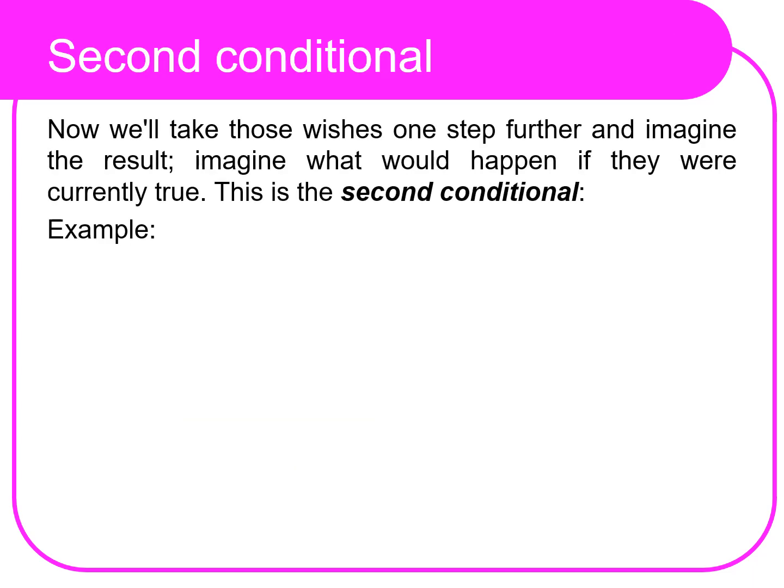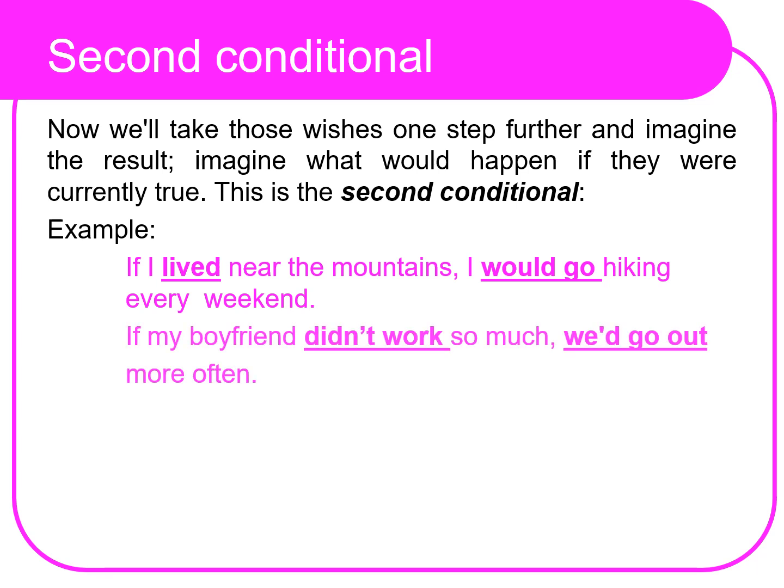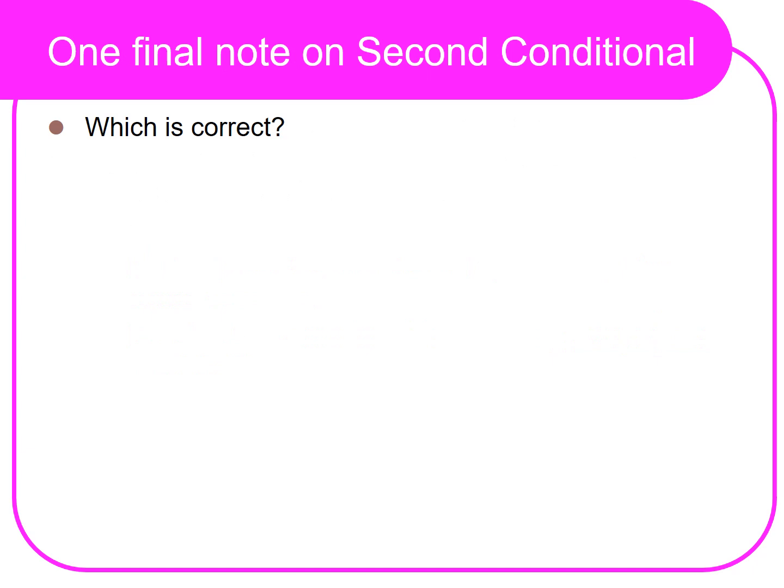In the second conditional also, we can take those wishes one step further and imagine the result. For example, when I say, if I lived near the mountain, I would go hiking every weekend. I'm just imagining. If my boyfriend didn't work so much, we'd go out more often. I just imagine. So I use I wish plus past simple or the second conditional. One final note on the second conditional.